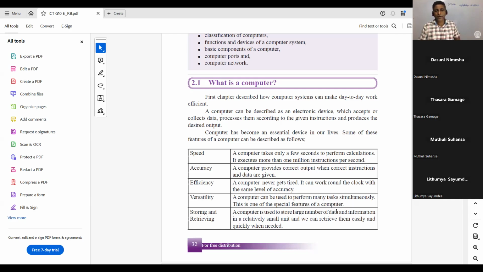Likewise, storing and retrieving, right? You can save data for later use. Maybe today you cannot finish, so you can save it, and from tomorrow onwards you can modify it. So likewise, you can keep it for later use. You can retrieve from where you stopped yesterday, right?